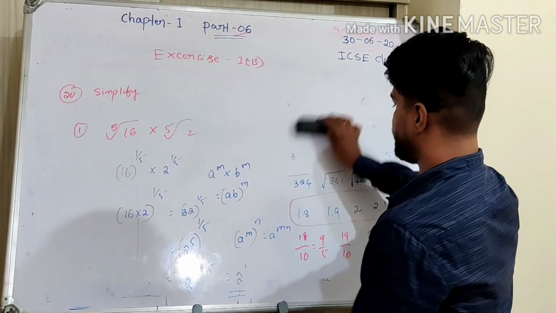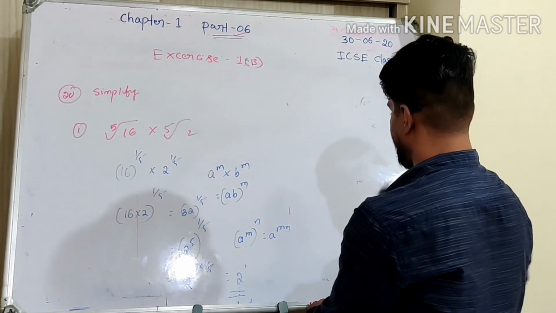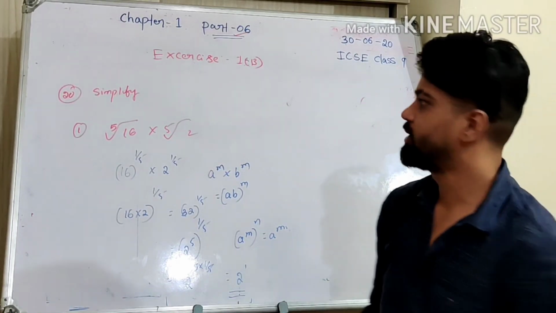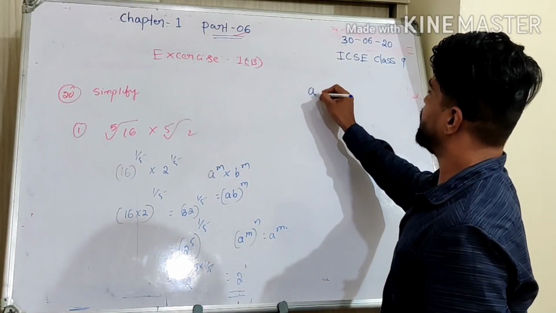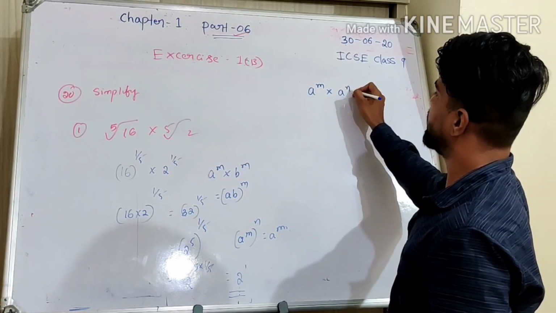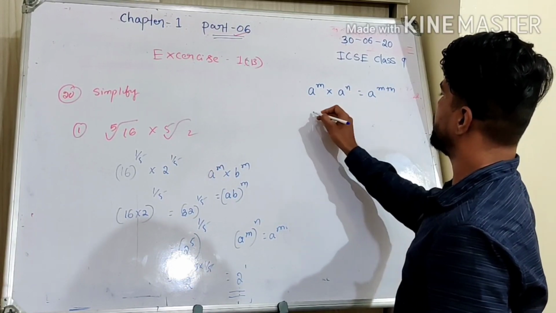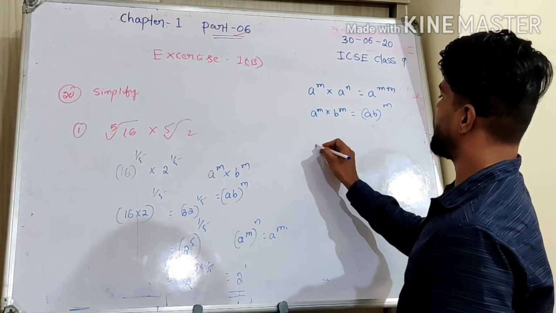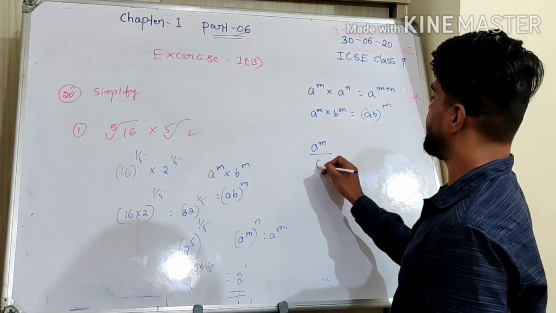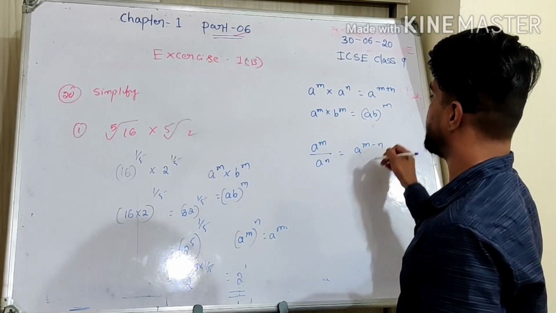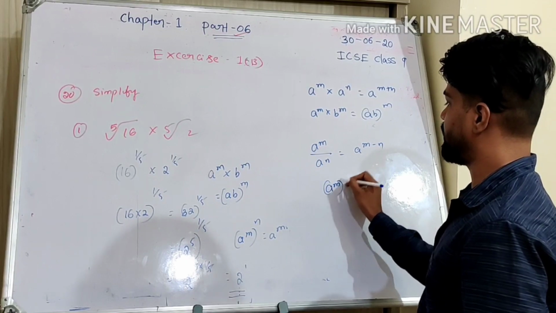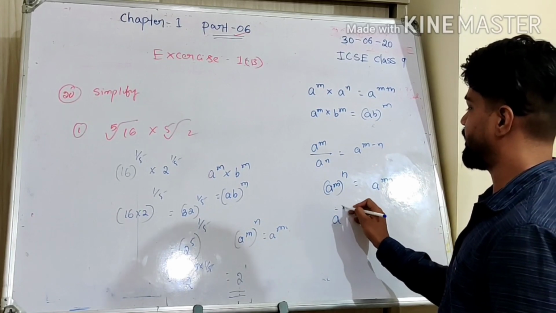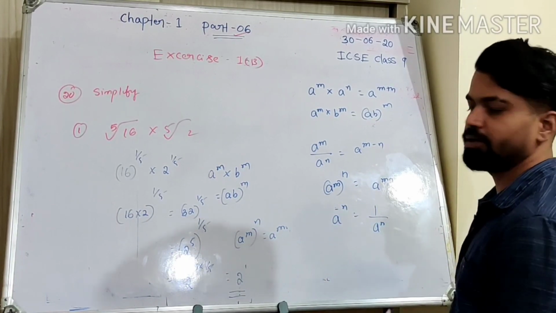So let us recall this formula. If you don't understand this, let me write down the identities we use for exponential operations like this. a power m into a power n is a power m plus n. a power m into b power m means (ab) power m. a power m divided by a power n is a power m minus n. (a power m) whole power n is a power mn. Okay. a power minus n is nothing but reciprocal of a power n.